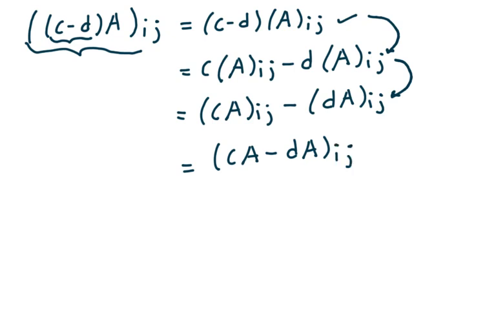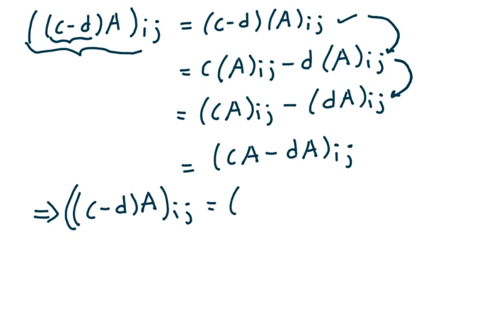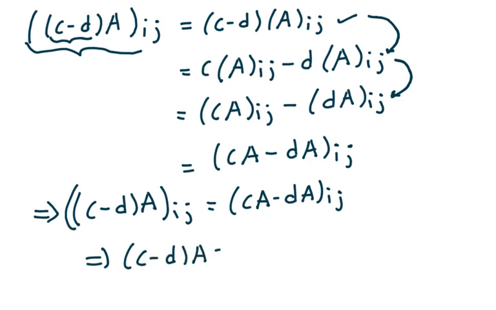And if you notice, that implies that the entry in the ith row, jth column of (C minus D) times A is equal to the entry in the ith row, jth column of CA minus DA. And so that implies (C minus D) times A is equal to CA minus DA.